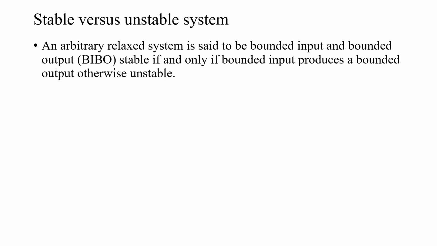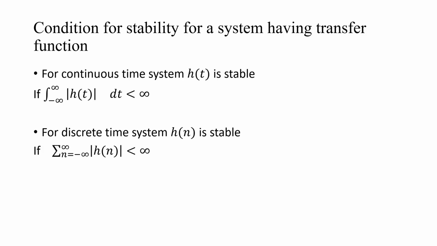Last topic of this system: stable versus unstable system. An arbitrary system is said to be stable, or bounded input bounded output stable, if and only if a bounded input produces a bounded output, otherwise it is unstable.